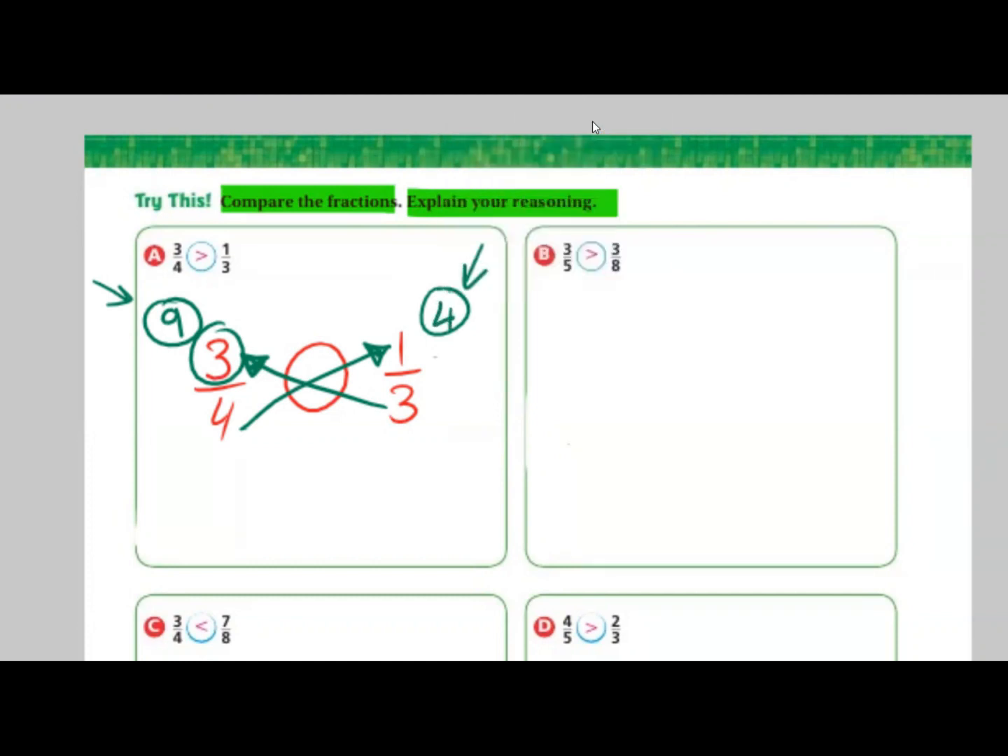So which is greater? We are comparing now between two numbers. It's easier right now. So 9 or 4 is greater? 9. So our answer, as you see, it will be greater than.